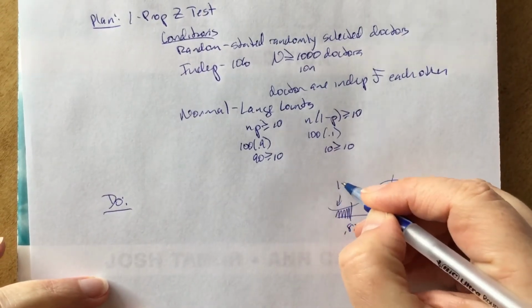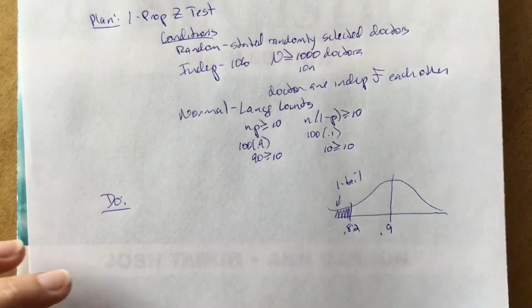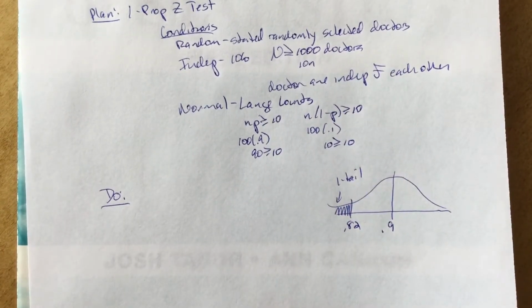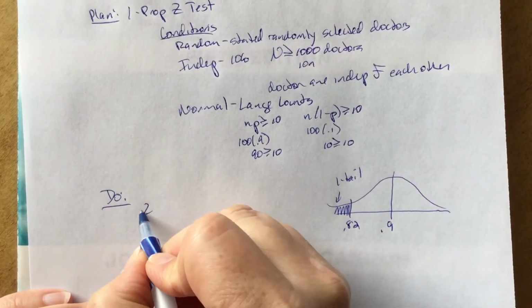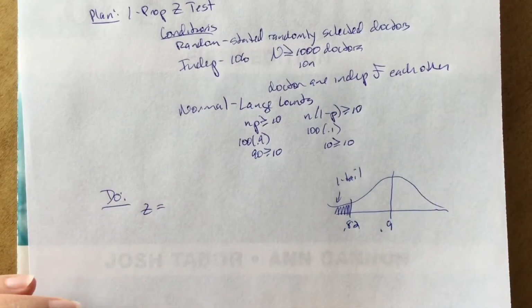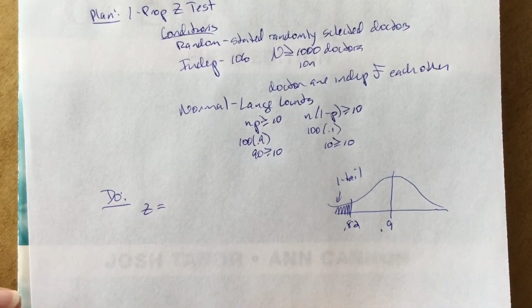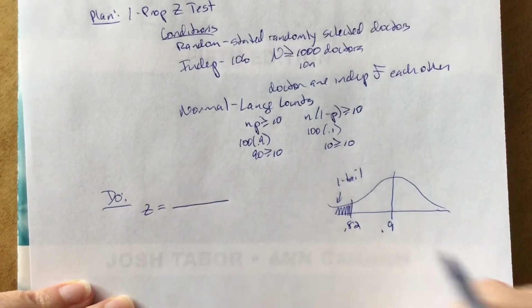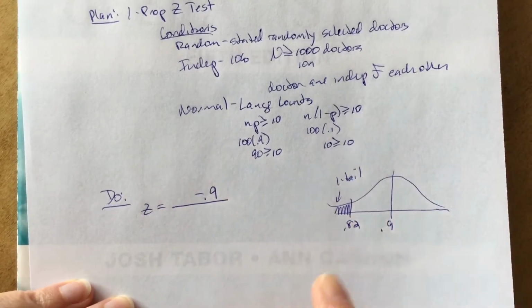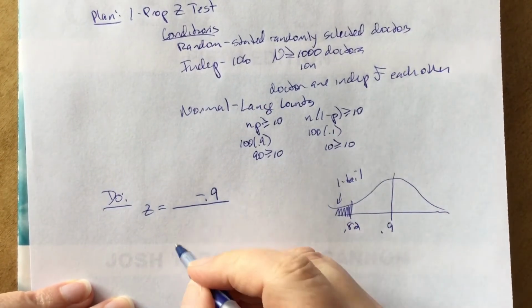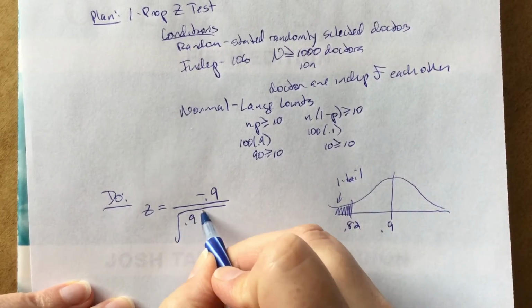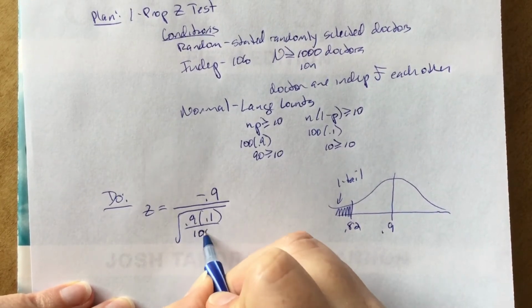But this is my one tail of my one-tail test. So basically we're just going to z-score it. Okay, so we're going to say z equals x minus the mean over the standard deviation of the sampling distribution. Well, the mean is 0.9. That's the mean of my sampling distribution. Standard deviation of my sampling distribution is that.